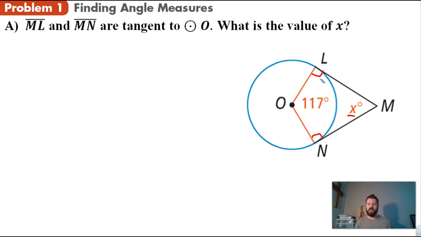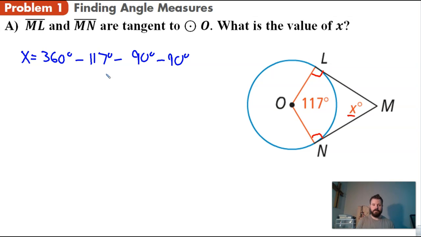Well, basically what I have here is a quadrilateral, a 1, 2, 3, 4-sided shape. I know 3 of the angles. I know all 4-sided shapes should add to 360. So what I can do then is say x is equal to 360 minus the 117 we're given in the problem, then minus the two 90s here. And that'll give us our last angle, so 360 minus 117 minus 90 minus 90. When I plug that in my calculator, I get 63 degrees. So one thing we can use that tangent property for is finding angles.